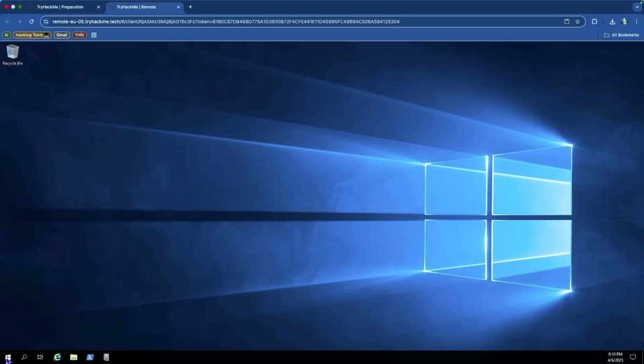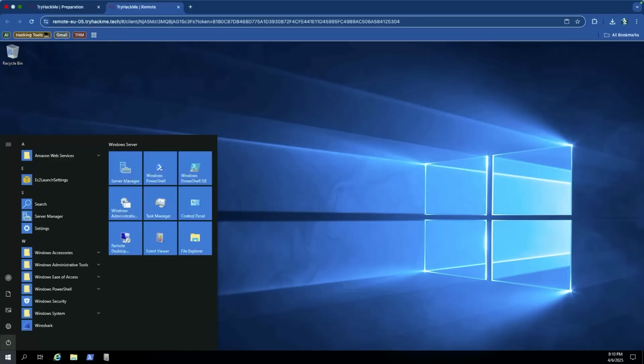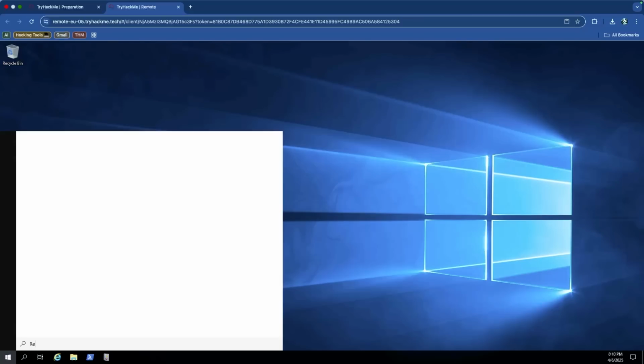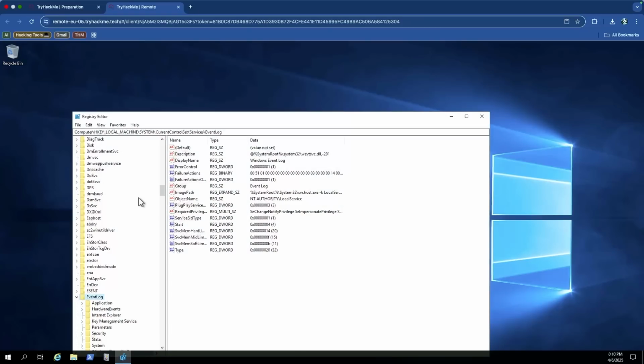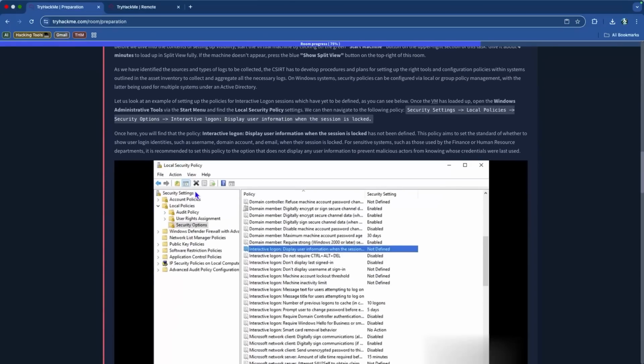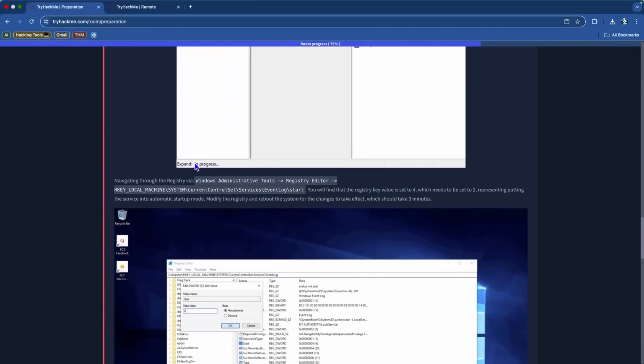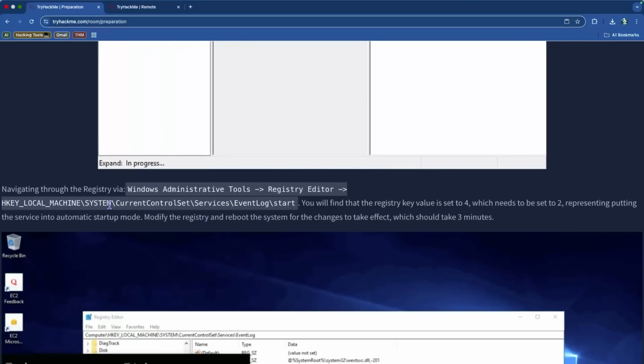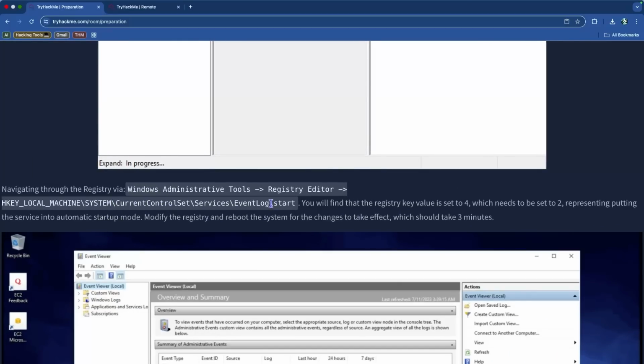And then we're going to go to the registry editor to be able to modify this. This is also inside of Windows Administrative Tools. I think I can even just type in registry editor. There you go. So we're going to go inside of registry editor, and we need to go to this long path that they had, which is HKEY_LOCAL_MACHINE, System, CurrentControlSet, Services, EventLog, etc.